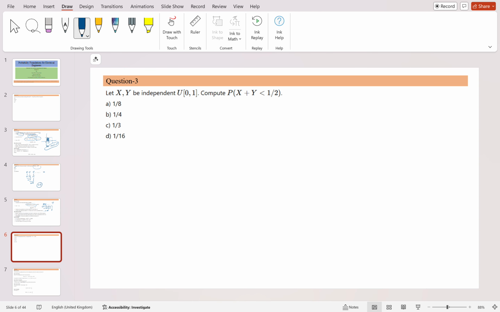Here x and y are independent, with a uniform probability distribution in between 0 to 1. The value of x will lie in between 0 and 1, and the values of y will also lie in between 0 to 1. These are the values basically. This is x.